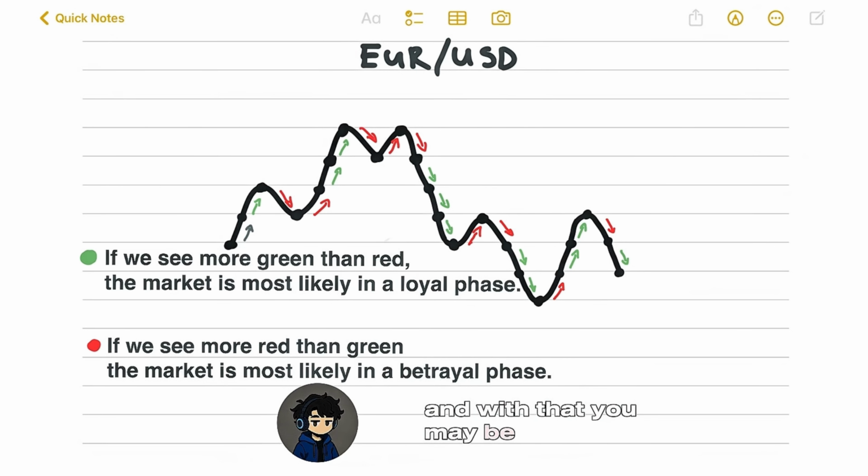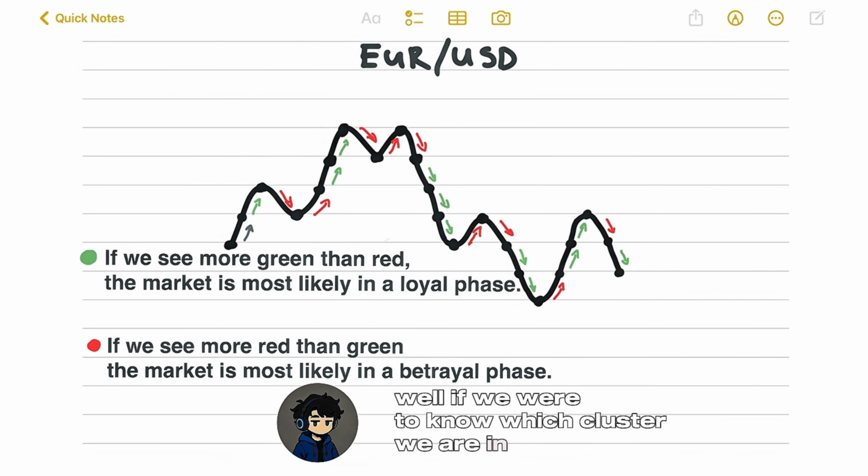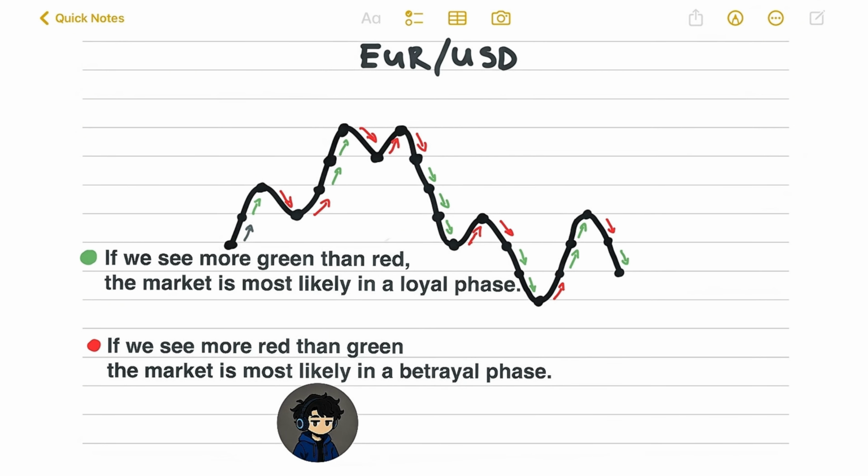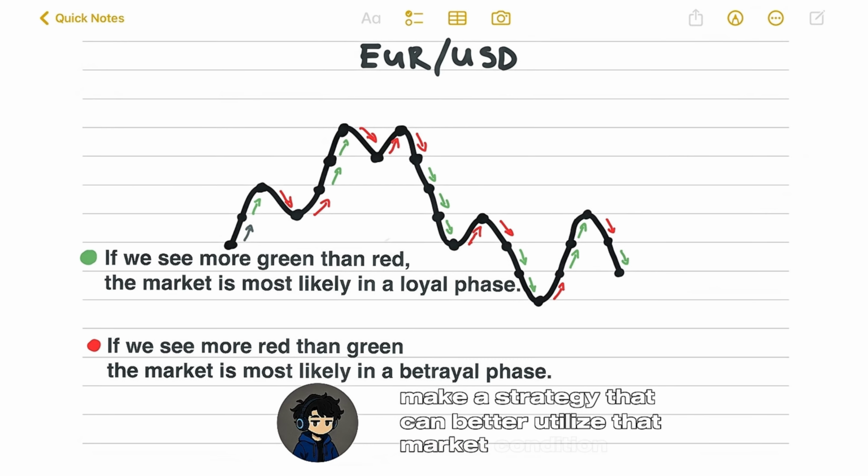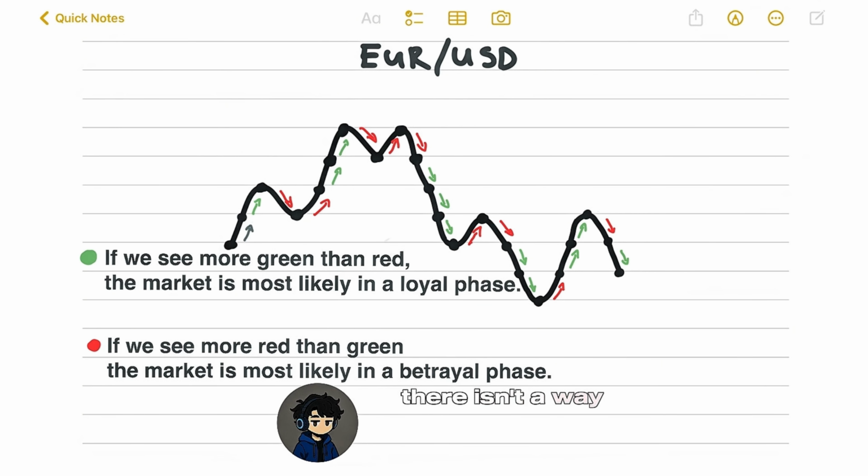And with that, you may be asking, how do these arrows of loyalty and betrayal and even their clusters help us? Well, if we were to know which cluster we are in, it will help us make a strategy that can better utilize that market condition. There isn't a way to know for sure which cluster we are in, since the market is how the market is. But with the way we see the market now, there is a way we can slightly be able to tell which cluster we are in.